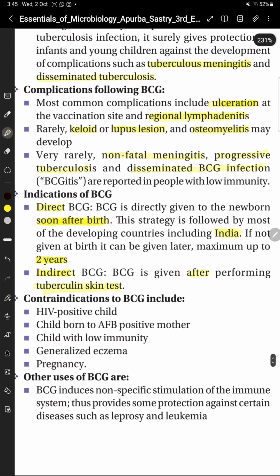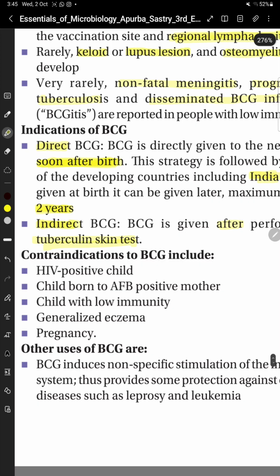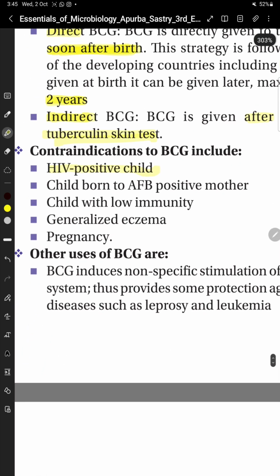Contraindications to BCG include HIV positive child, child born to AFB positive mother, child with low immunity, generalized eczema and pregnancy. So these are the contraindications of BCG vaccine.